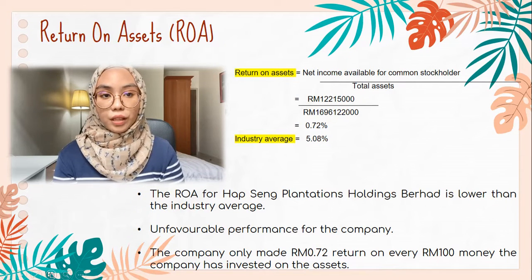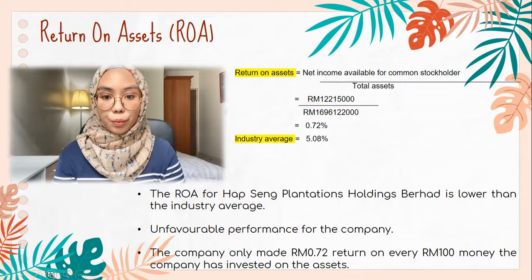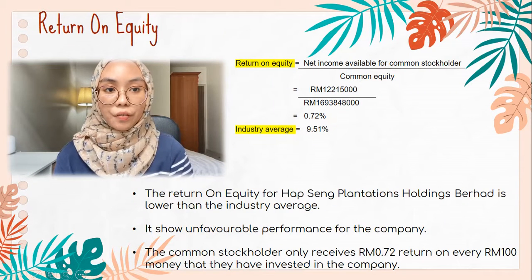To improve the return on assets, the company needs to control the expenses. Secondly, the company also needs to improve its net income by increasing the sales. Return on equity measures the profit earned by the common stockholders from their investment in the company.